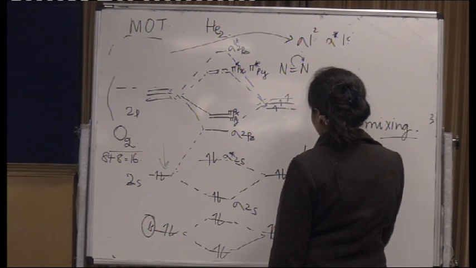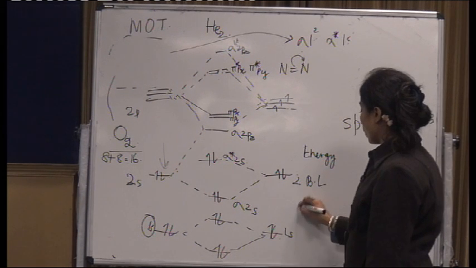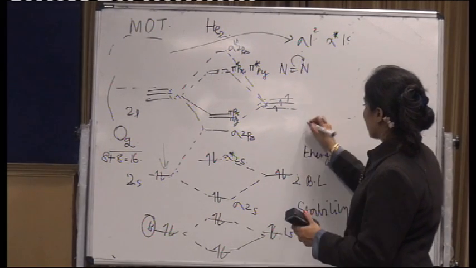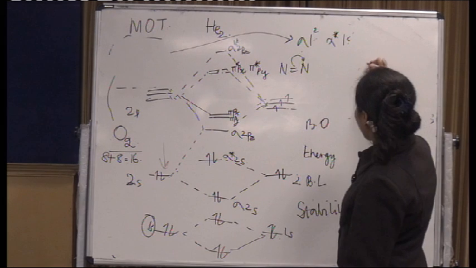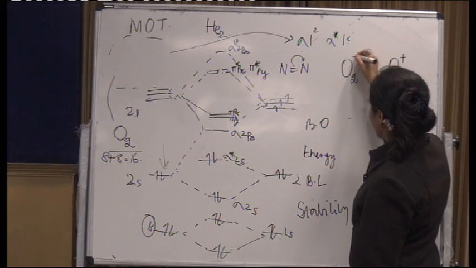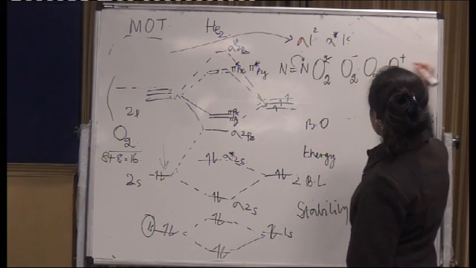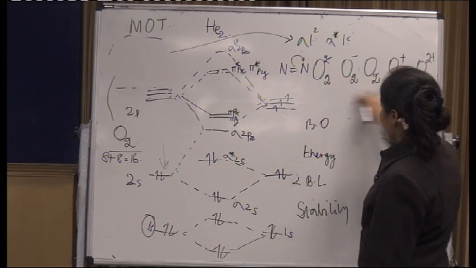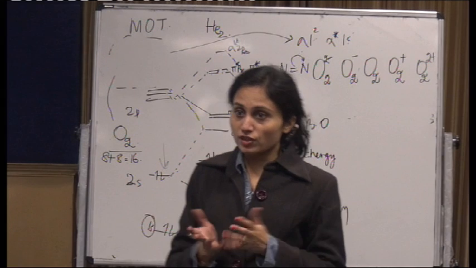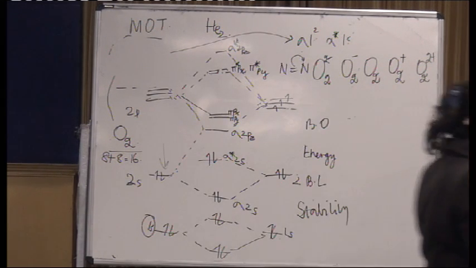Now you tell me the order of energy, order of bond length, these questions you will find in many books. Order of stability, and bond order, okay, for O2, O2 plus, O2 minus, O2 2 minus, and O2 2 plus. Find out the order for the bond order and for the energy, bond length, stability, all. So all you have to do is just write down the molecular orbital configuration, fill up all these levels, and then you just have to put the order. Then it's like a simple cakewalk.